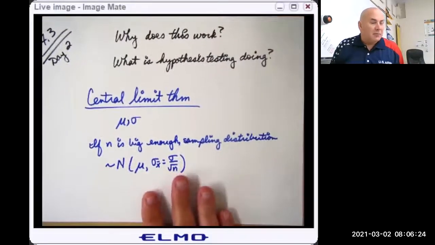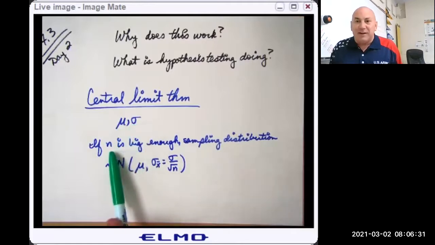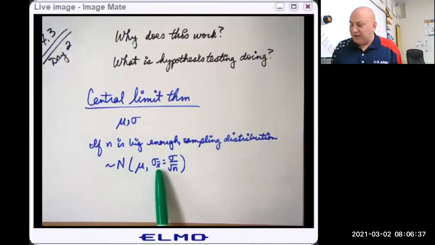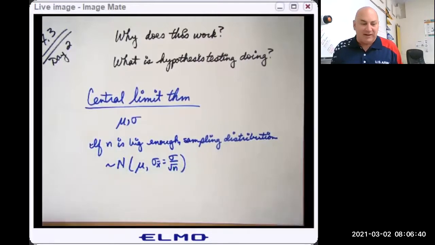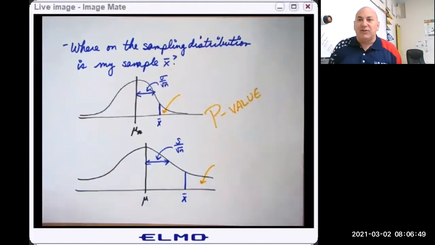So why does this work? How does this hypothesis testing business work? Well, it all goes back to the central limit theorem. Given a population with a mean of mu and a standard dev of sigma, if n is big enough, then the sampling distribution will be approximately normal with a mean of mu and a standard dev of sigma over root n. So what we're doing is we're saying where on the sampling distribution is my particular sample.